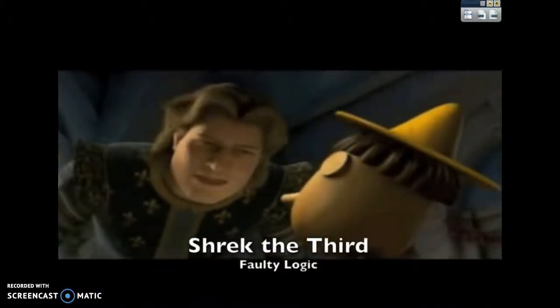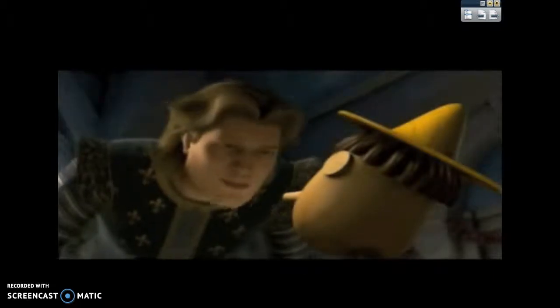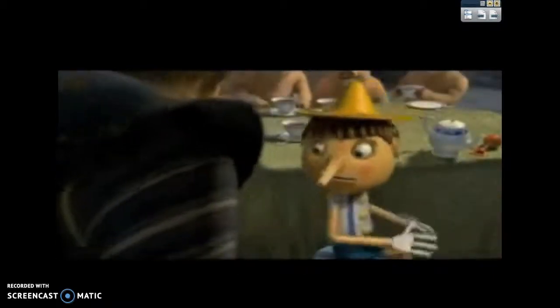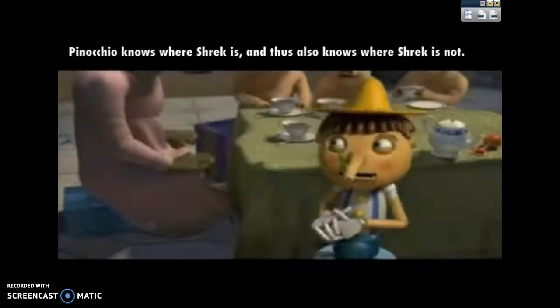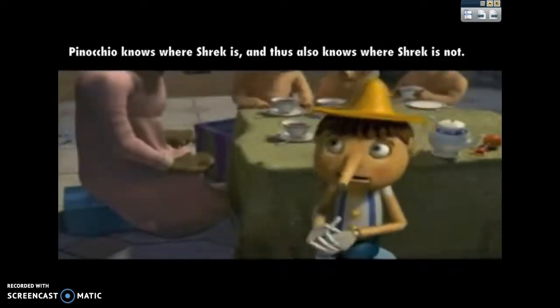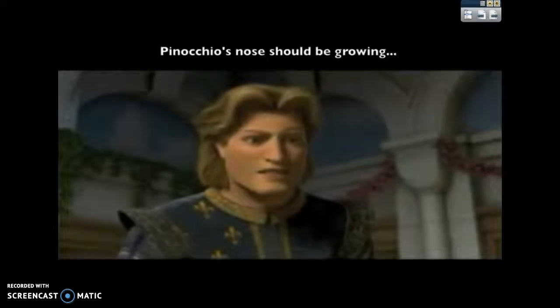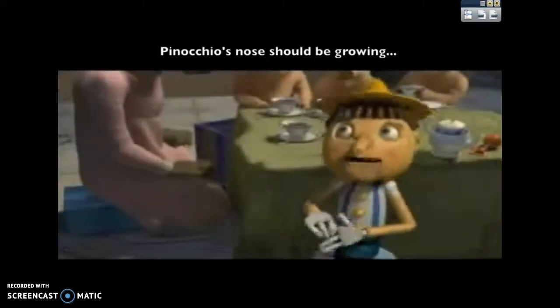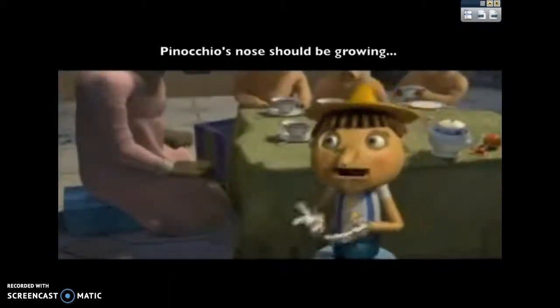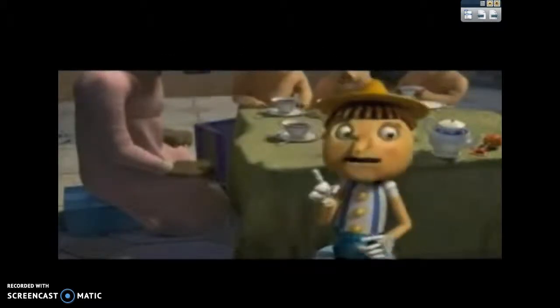So tell me, Puppet, where is Shrek? Well, I don't know where he's not. You're telling me you don't know where Shrek is? It wouldn't be inaccurate to assume that I couldn't exactly not say that. The answer is almost partially incorrect.